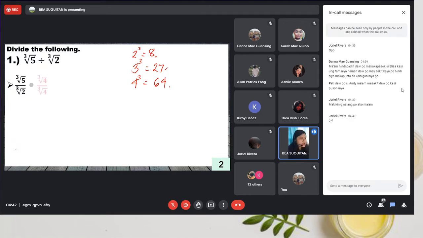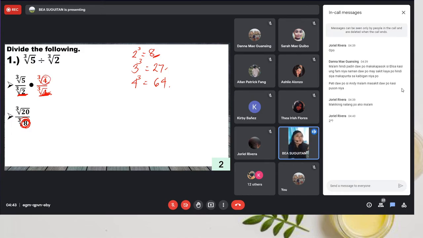For instance, let us use cube root of 4. Bakit po cube root of 4? Kasi po, if we are going to multiply cube root of 4 to our denominator on the left side, which is cube root of 2, it will give you the answer of cube root of 8. And 8, right here, is a perfect cube. So, dapat ang ating i-multiply ay cube root of 4.